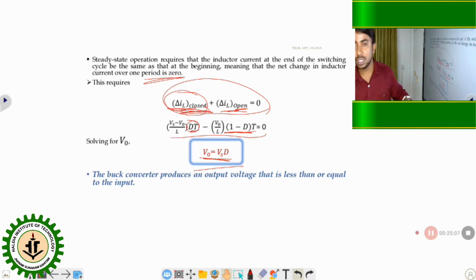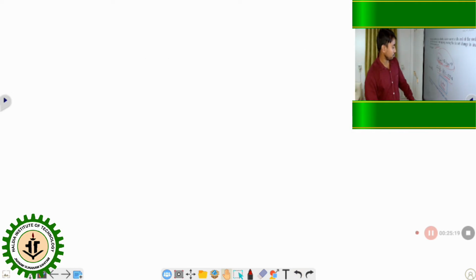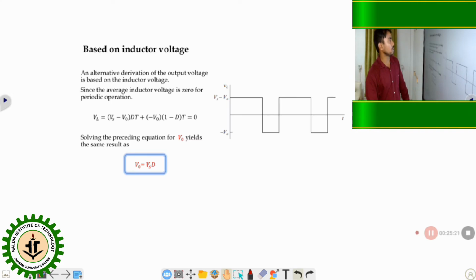How does it happen? Based on the inductor voltage. We know when the switch is closed, what is the inductor voltage? What is the circuit? At first I just redraw the circuit. So here the switch and here the diode, the supply voltage, inductor, capacitor, and the load. This is the circuit. Clear?